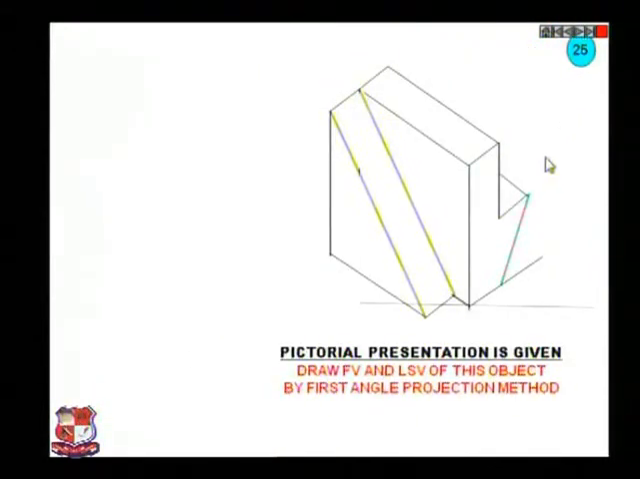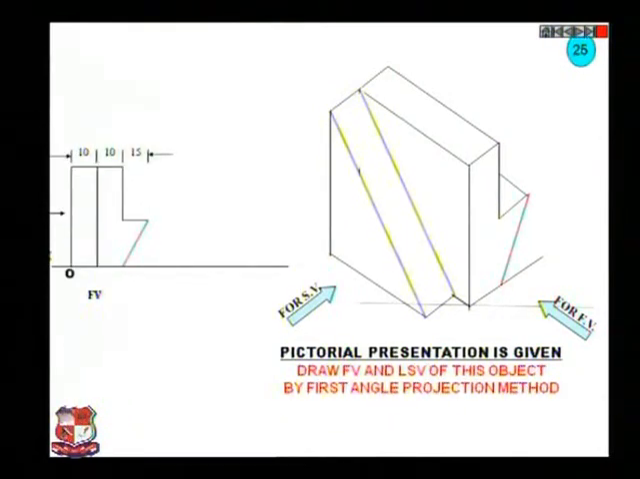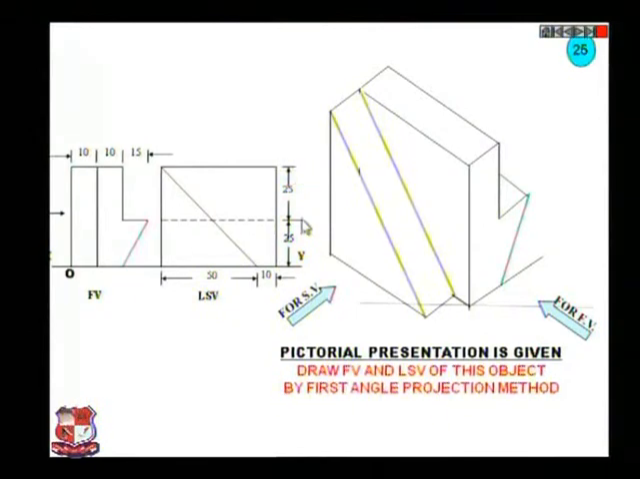25th problem and last problem of today's discussion. This is the pictorial presentation given over here. Inclined plane, here also inclined plane is there. Front view, side view, its front view. This is the front view of this object, 10, 10, 15, this is 10, this is 10, and this is 15. And this is inclined line. So this is 25, 25, heights are given to us. This is 10, this is 50.